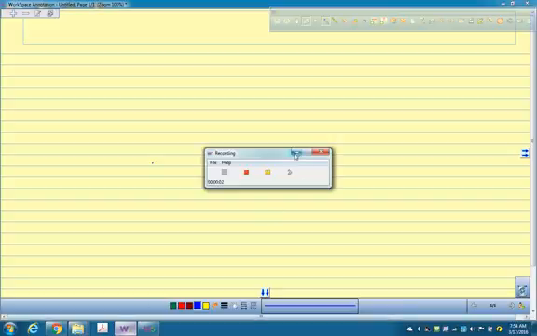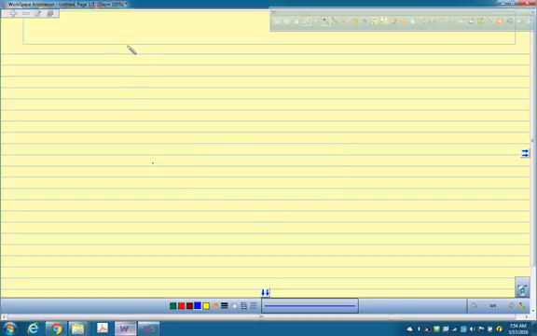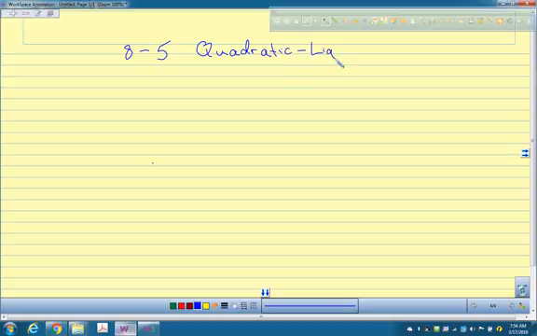Recording, yes, okay. So this is section 8-5. We're skipping over 8-4, which is applications. And these are called quadratic-like equations. In the book they call it equations reducible to quadratic form.